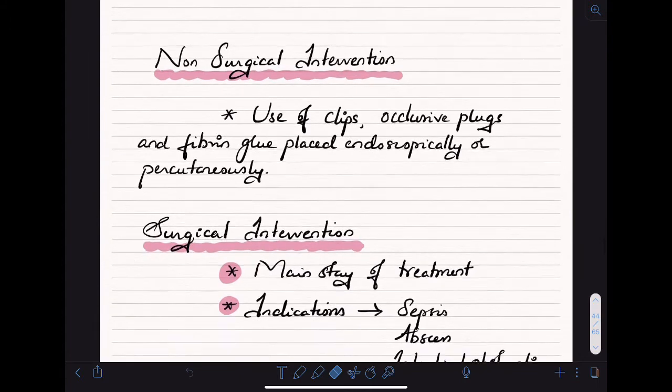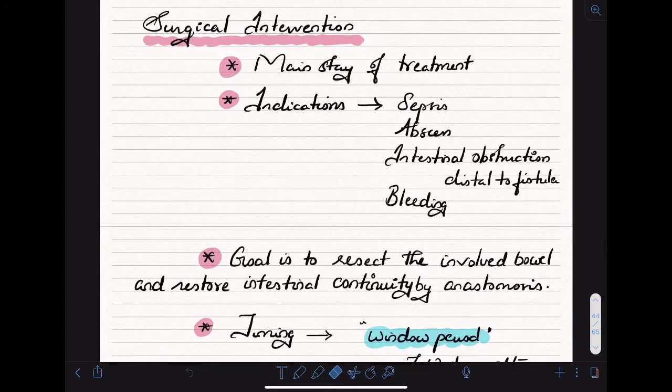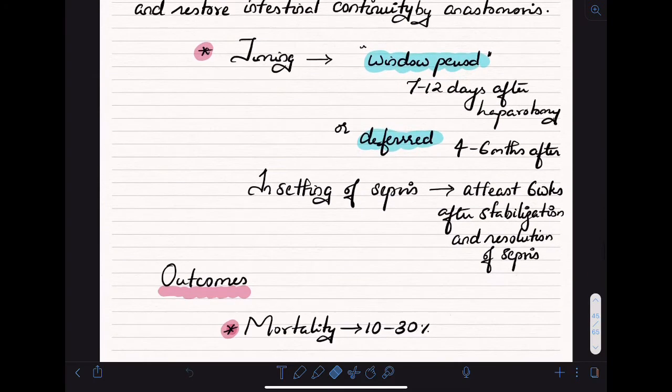Coming to the non-surgical intervention, use of clips, occlusive plugs, and fibrin glue placed endoscopically or percutaneously has also been tried. Now, coming to the surgical intervention, which is the mainstay of treatment, indications include sepsis, abscess, intestinal obstruction distal to the fistula, and bleeding. The goal is to resect the involved bowel and restore the intestinal continuity by anastomosis. Timing: there is a window period that is 7 to 12 days after the laparotomy, or a deferred approach that is 4 to 6 months after the laparotomy. In the setting of sepsis, at least 6 weeks after stabilization and resolution of the sepsis is the ideal time.